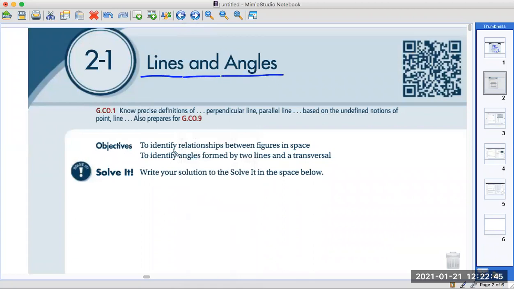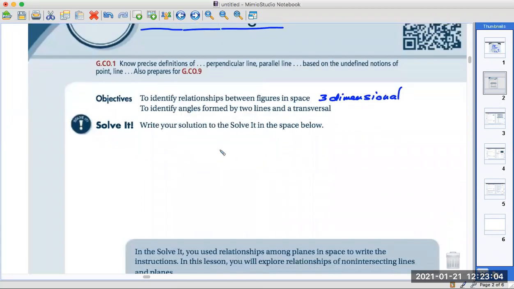And then objective: to identify relationships between figures in space. Space is 3-dimensional. And to identify angles formed by 2 lines and a transversal. Okay, and here on this space, I want to put some vocabulary words you need. So a plane is a 2-dimensional, it's a flat, like a sheet of paper. So you can draw it like a paper, but in most textbooks, it's tilted sideways like that.